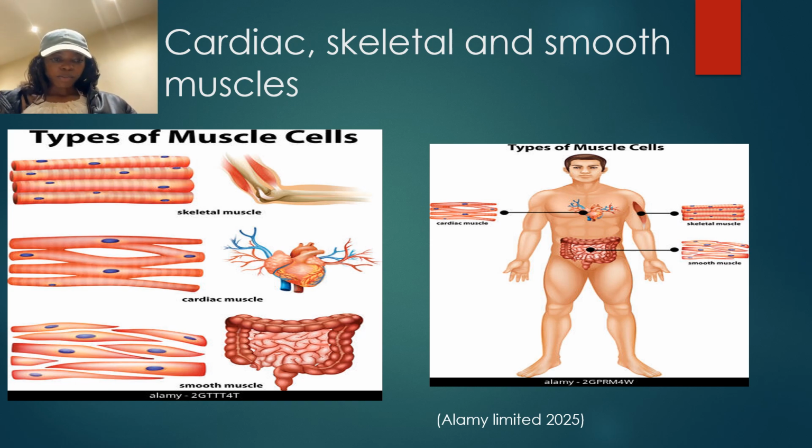Then lastly, we have the smooth muscle. Smooth muscle is found in the walls of internal organs, such as the intestines, blood vessels, bladder, and airways. It is involuntary and non-striated, meaning it lacks visible stripes. The cells are spindle-shaped, each with a single nucleus. Smooth muscle contracts slowly to support functions like peristalsis, blood vessel constriction, and bladder emptying. Smooth muscle is non-striated and responsible for slow involuntary movements in organs.